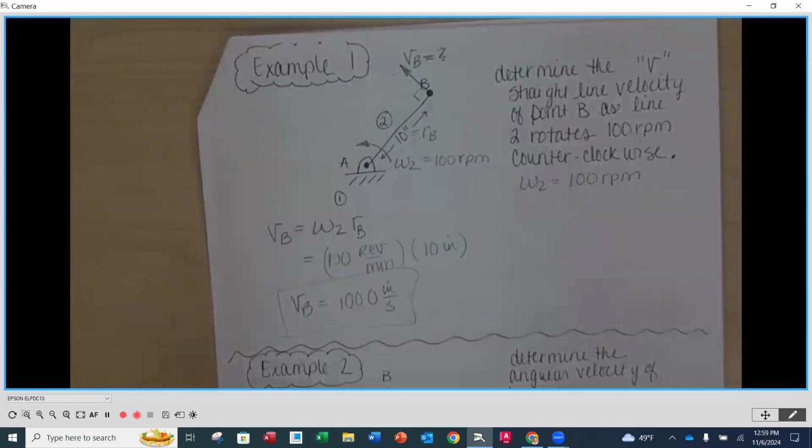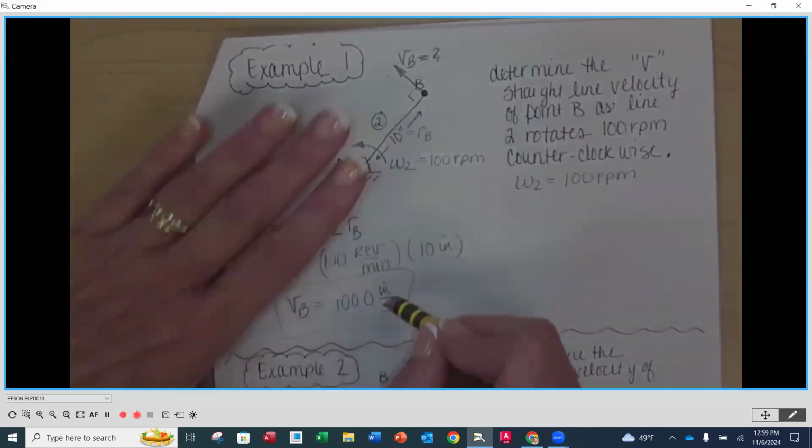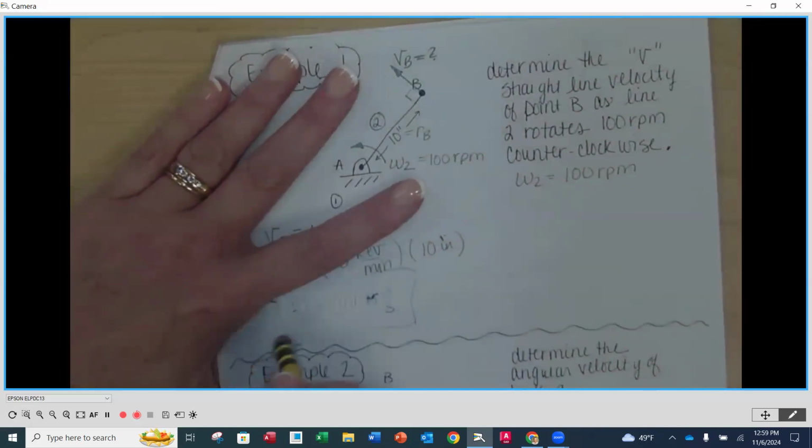Why am I not good? Number one, I don't see inches anywhere. I don't see seconds anywhere. I don't see any cancellation of anything. So how did my inches per second magically appear? That's the units I'm supposed to be getting, right? You want to prove that you get them. So this is not correct, not correct.